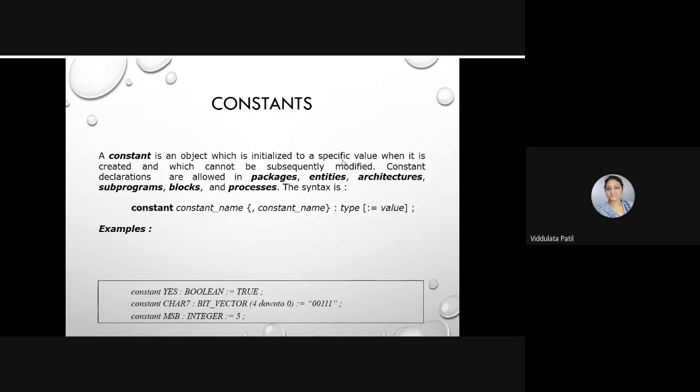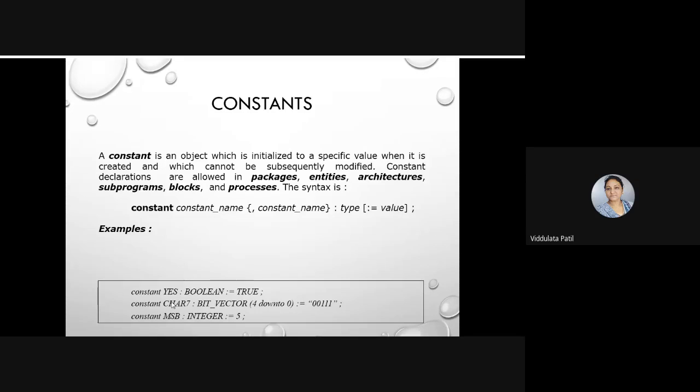There we can declare this constant. The syntax for this constant: constant is the reserved word, or we can say a keyword, and then the constant name, whatever name you want to give for the constant, is specified here. If there are a number of constants, then you can separate them by commas, and then after that there is a colon, then the type of that object, and then the initial value. That value will be there.